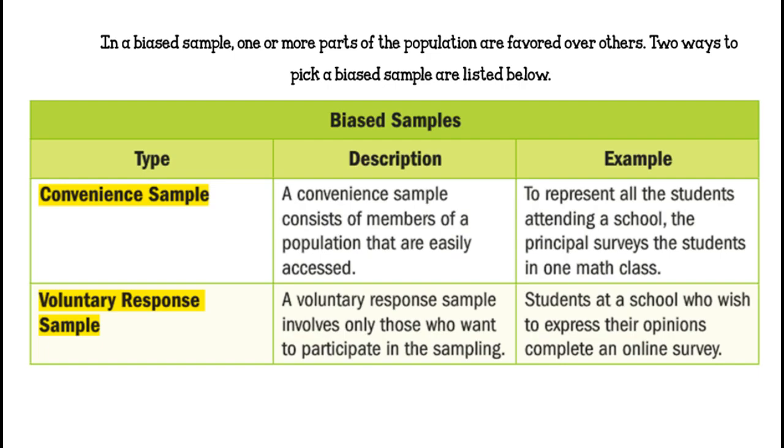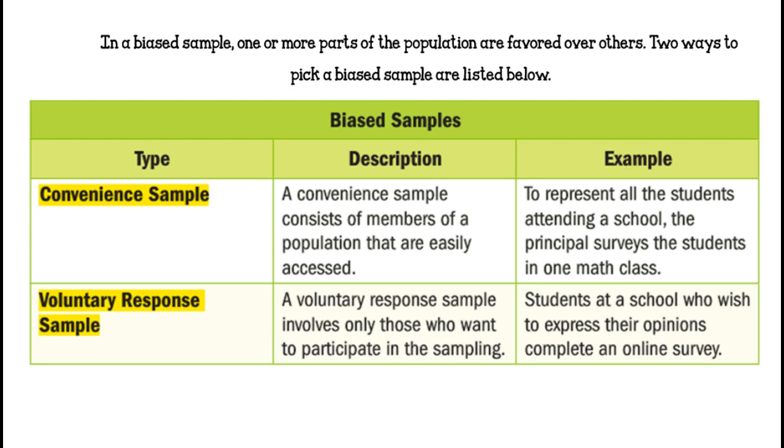In a biased sample, one or more parts of the population are favored over others. Two ways to pick a biased sample are listed below. A convenient sample consists of members of a population that are easily accessed. An example would be, to represent all the students attending a school, the principal surveys the students in one math class. If that were an upper level math class, she might be only interviewing the really smart kids, which wouldn't be a fair assessment of everybody's abilities.